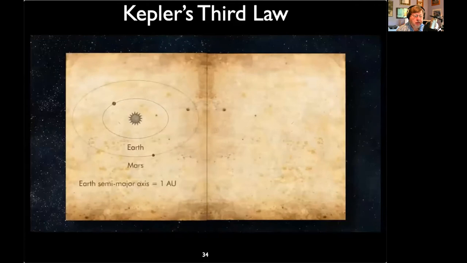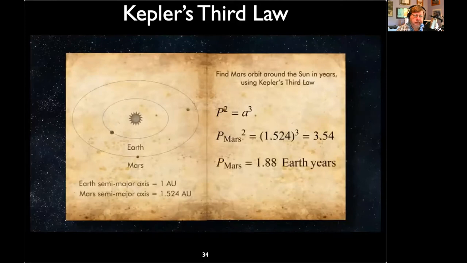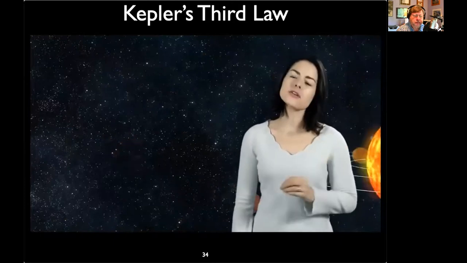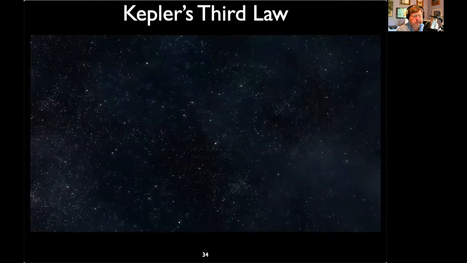Mars is farther from the Sun. It has a semi-major axis of 1.524 AU. We can use Kepler's third law to figure out how long it takes Mars to complete one orbit around the Sun. That is, how many Earth years make up one Mars year. The semi-major axis 1.524 AU cubed equals 3.54, and the square root of that gives us Mars' orbital period, 1.88 Earth years. Sure enough, Mars takes 687 Earth days to orbit the Sun, which is 1.88 Earth years. And this works for all of the planets in our solar system.